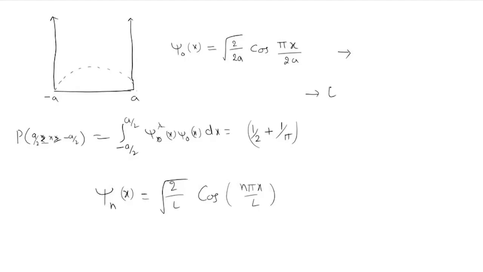What is energy? Energy is h square over 2m, n square pi square over length square, where the width is 2a. So this also changes. So there can be tricky questions like that.